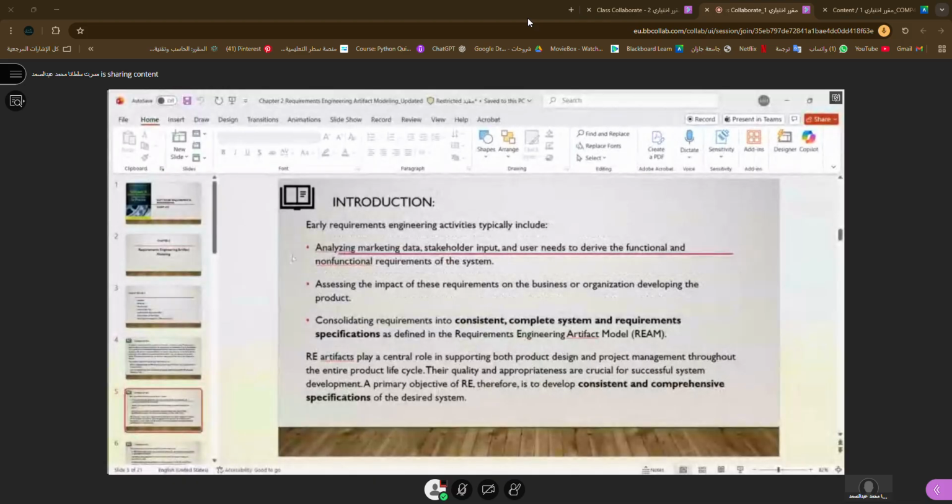Then another short question can be, what are the early requirements engineering activities? What are they? Analyzing, assessing and consolidating. These are the early requirements engineering activities. Activities means tasks. These three points, number 1, 2, and 3, are the early activities in requirements engineering. Short answer. Okay.